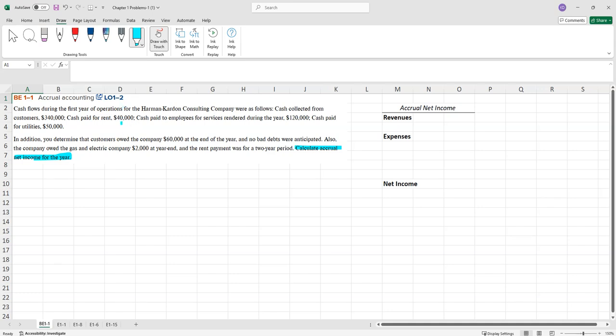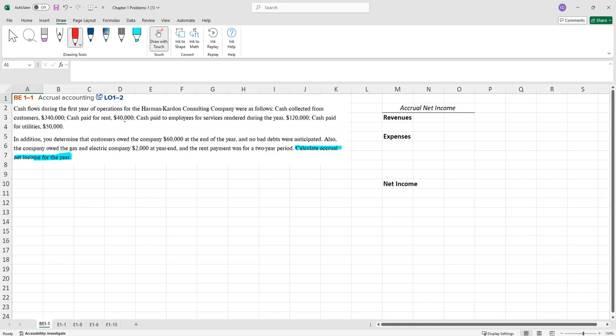So we're trying to read through these facts and pluck out the revenues and expenses. And it's not necessarily going to be, as we discussed, when we get the cash or we spend the cash. That would be the cash basis. All right, so let's read through it and then we'll dissect it. It says cash flows during the first year of operations were as follows. We collected cash from customers, 340, so that must have been cash sales. Here are the goods and services, they pay us in cash.